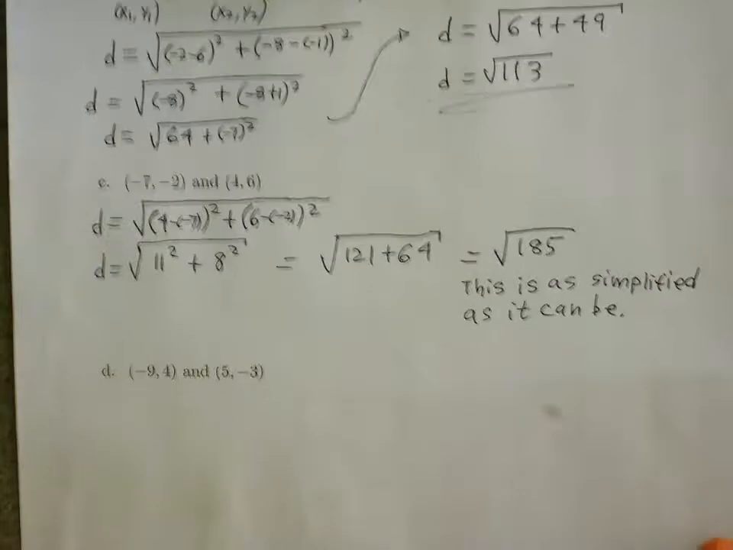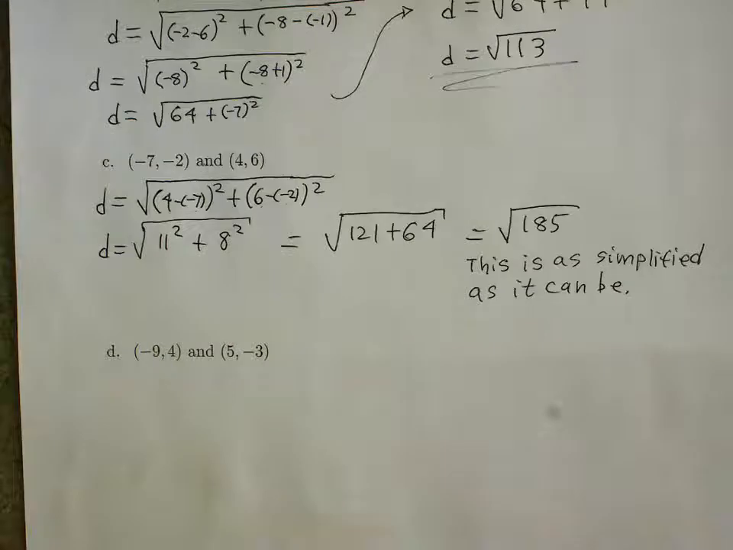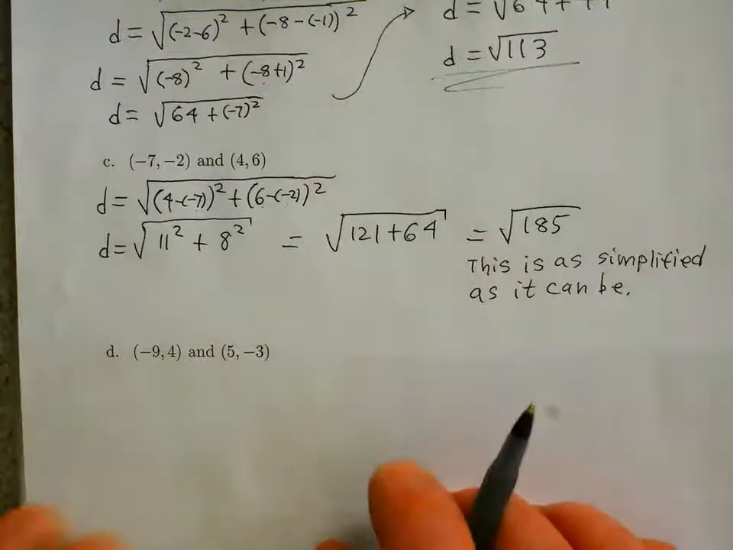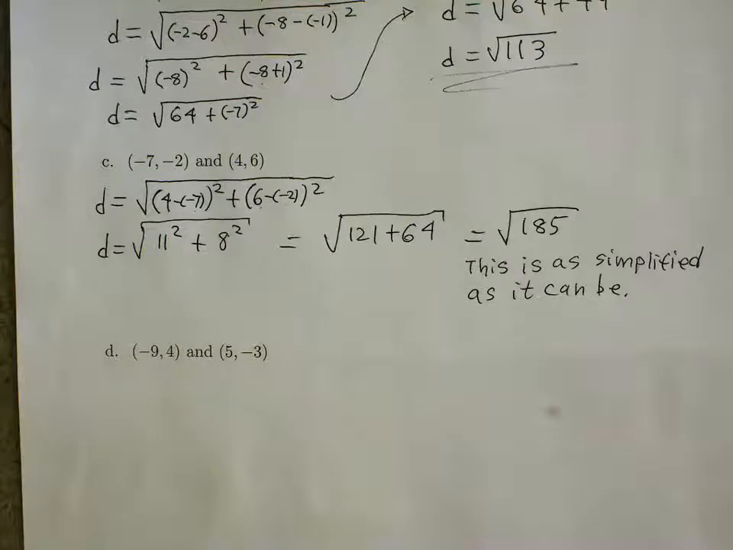Okay, one more example. Find the distance between the points -9, 4, and 5, -3. Okay, take 30 seconds and find the distance, and then type in the answer.